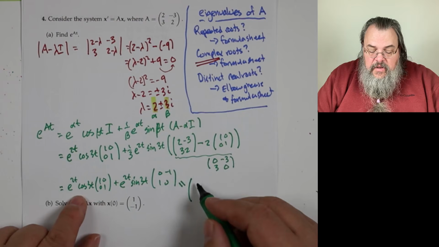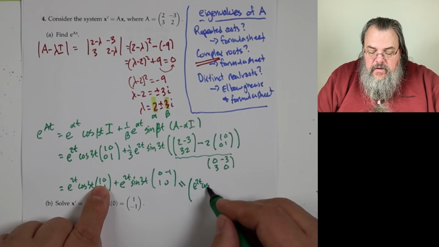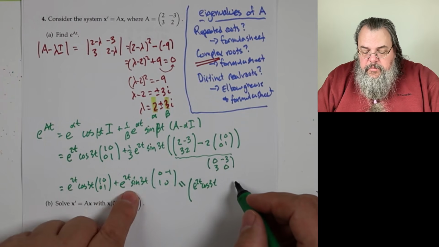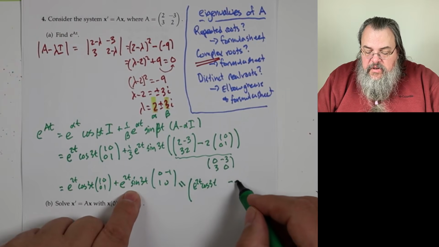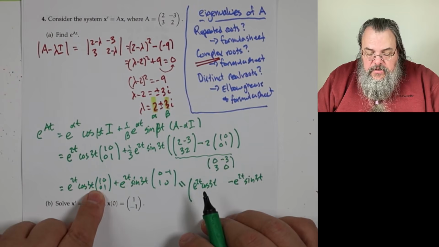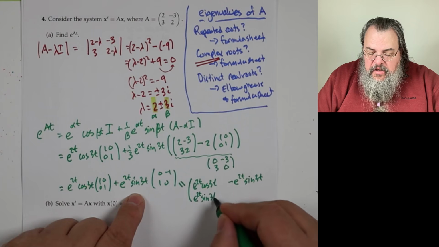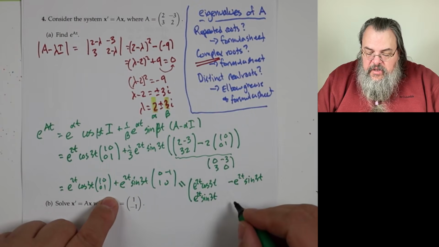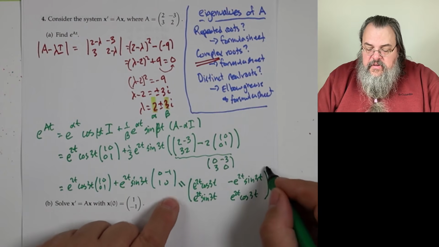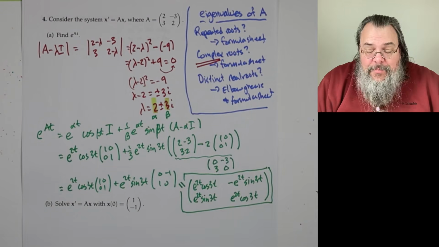So this gives us e to the 2t cosine 3t plus 0, 0, minus e to the 2t sine 3t, so minus e to the 2t sine 3t, then 0 plus e to the 2t sine 3t, then e to the 2t cosine 3t, plus 0. So there we go. Now, do you have to use the formula sheet? No.